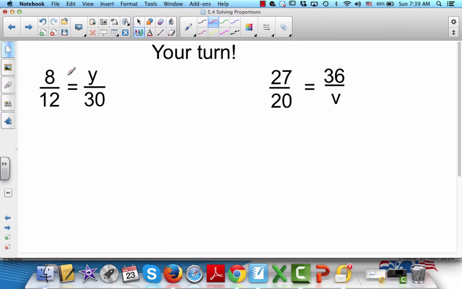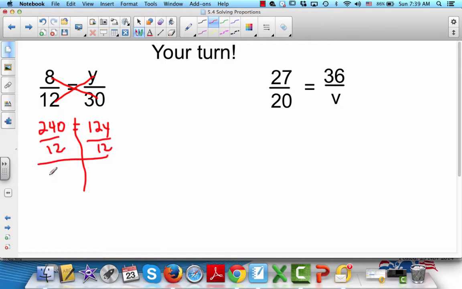All right, so we've got 8 over 12 equals y over 30. We go 8 times 30, which gives you 240, and 12 times y, which gives you 12y. We divide both sides by 12, and we get 20 equals y. I hope that's what you got.